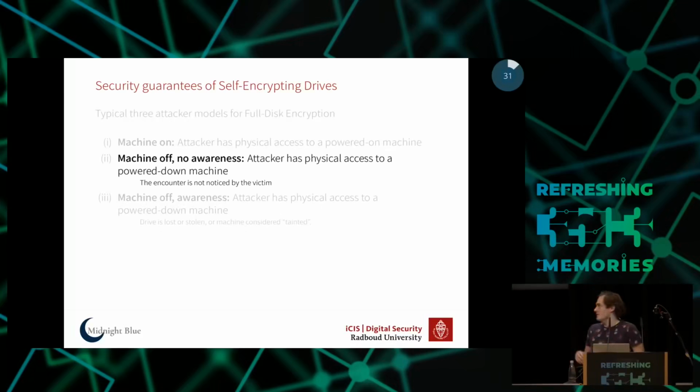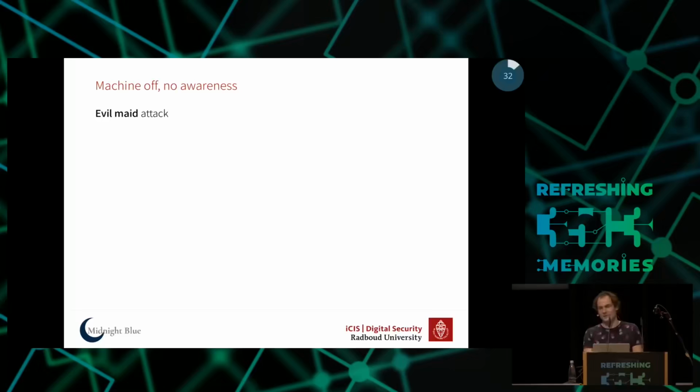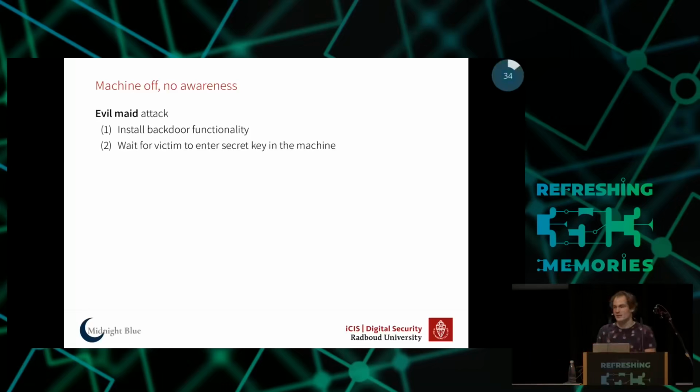So we take a look at the second attacker model. The machine's off, and the victim hasn't noticed that there has been a physical encounter. That's what we call the evil maid attack. Basically, you're out and your laptop is in a hotel room, and the evil maid comes there and installs some backdoor functionality. You wait for the victim to enter a secret key, and then you exfiltrate the data or the key or whatever you want.